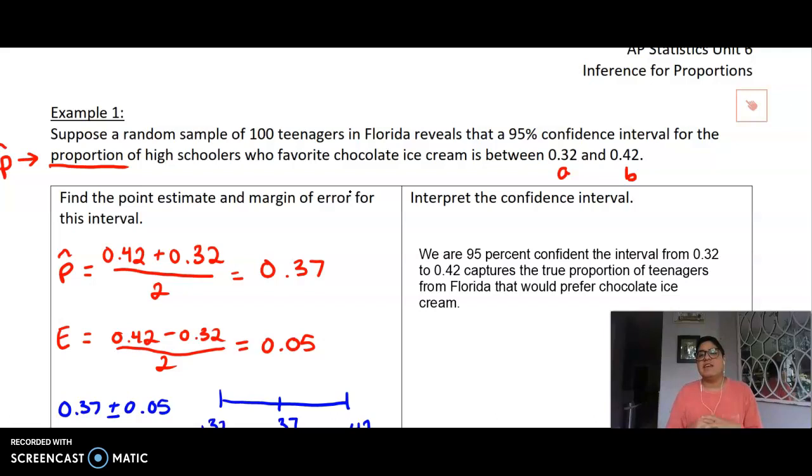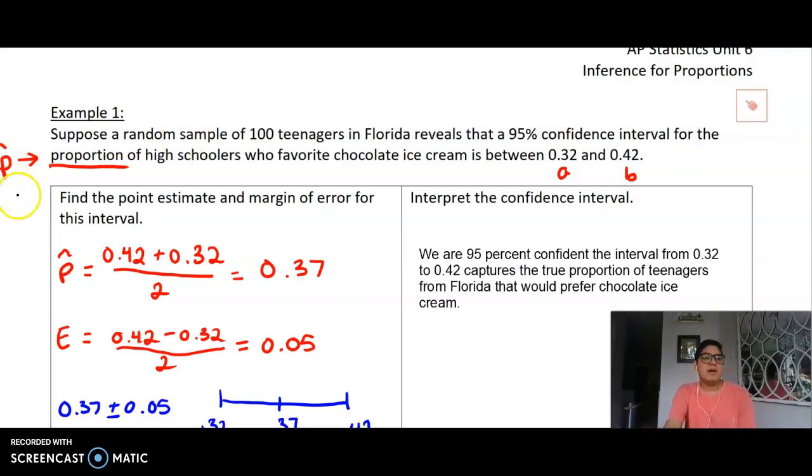And this is a 95% confidence interval for the proportion of high schoolers who favor chocolate ice cream. And we believe that it's between 32 and 42%. So the first thing that I notice is that it says the proportion of high schoolers. I can't take the average favorite ice cream flavor, but I can see how many people tend to favor that flavor. So this is going to be categorical data. This is a proportion as stated.